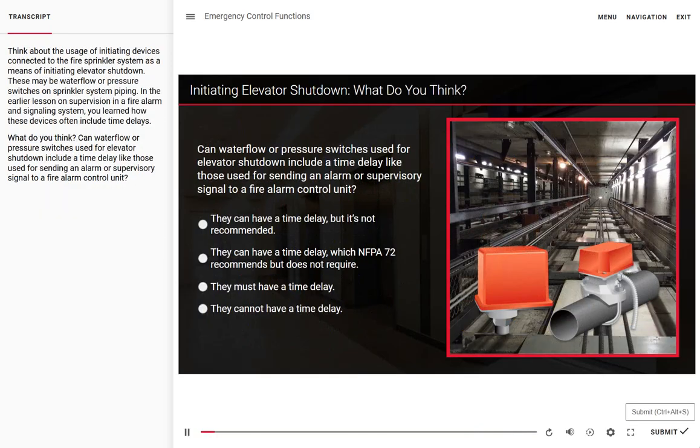Think about the usage of initiating devices connected to the fire sprinkler system as a means of initiating elevator shutdown. These may be water flow or pressure switches on sprinkler system piping. In the earlier lesson on supervision in a fire alarm and signaling system, you learned how these devices often include time delays. What do you think? Can water flow or pressure switches used for elevator shutdown include a time delay like those used for sending an alarm or supervisory signal to a fire alarm control unit?